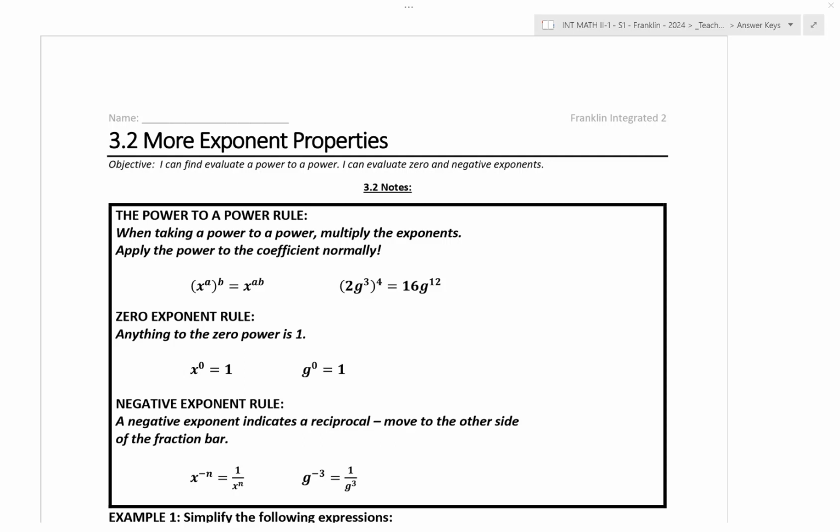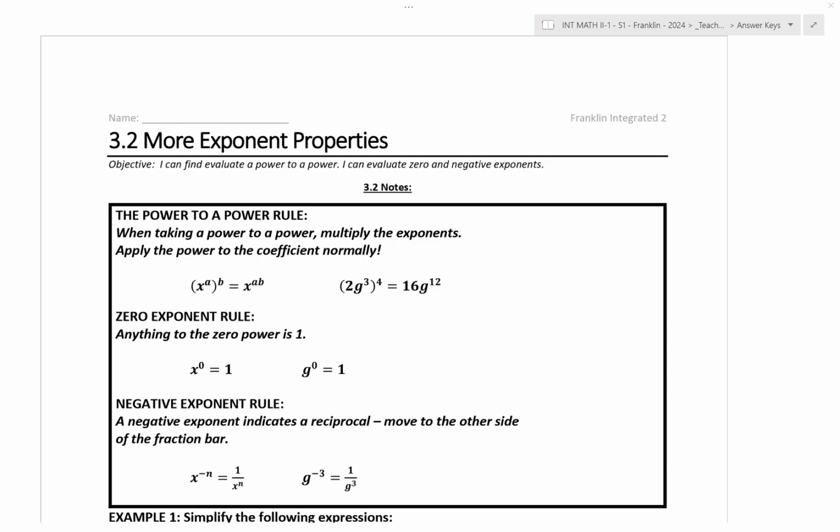The last time we took notes, we looked at the product and quotient properties of powers, multiplying and dividing exponents, essentially. But today we're going to look at some more exponent properties, a few more things that you need to watch out for when multiplying or dividing monomials.